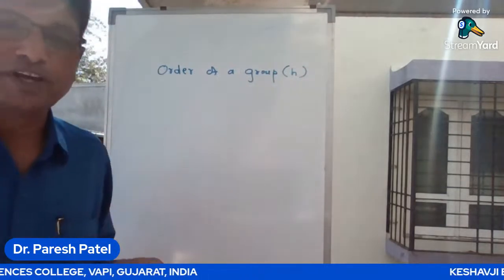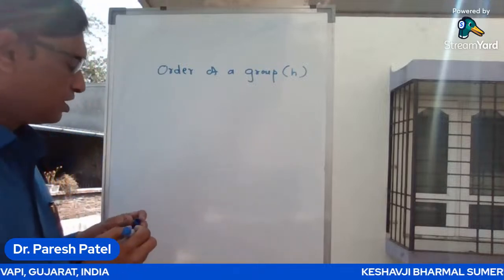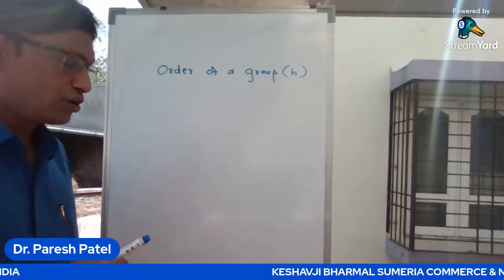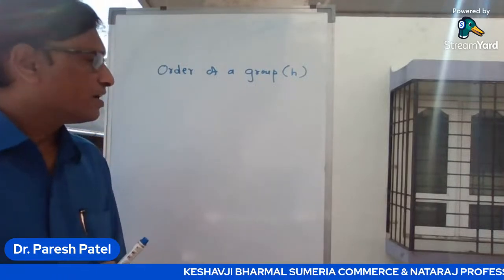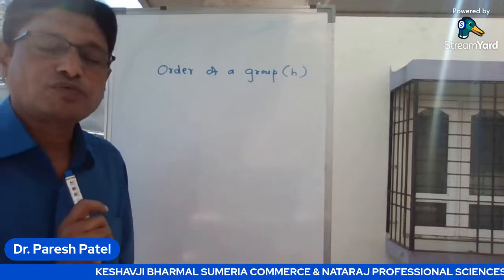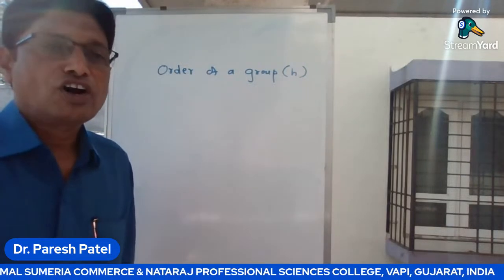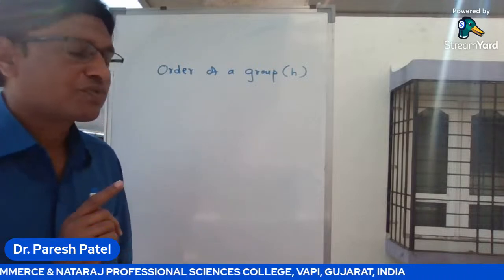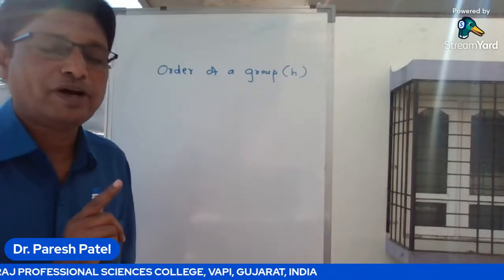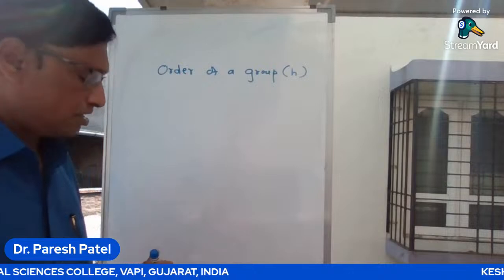Order of a group can be represented by small h. Now, what is the order of a group? Order of a group is nothing but the number of symmetry elements present in a molecule.